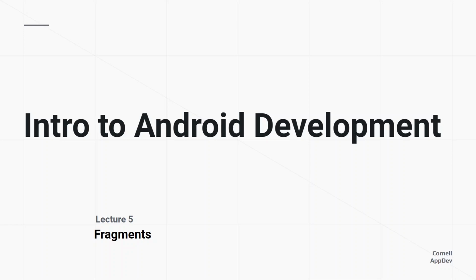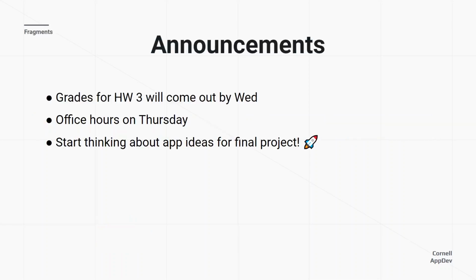So this week we'll be talking about fragments. Before I start, we have a few announcements. Grades for homework 3 will come out on Wednesday instead of Sunday. If you have any pending regrade requests, feel free to reach out to us on Piazza. We're a little disorganized with keeping track of regrade requests, so it would be great if you can reach out and give us a reminder.